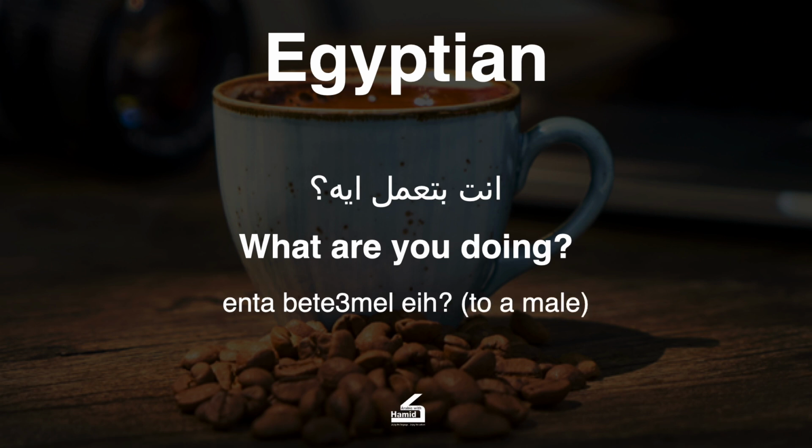What are you doing in Egyptian is انت بتعمل ايه. ايه is what. بتعمل is the imperfect form of the verb يعمل, to do. So انت, you, بتعمل, are doing, ايه, what. انت بتعمل ايه.